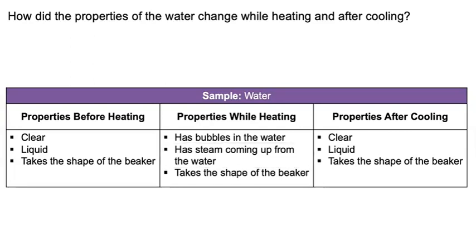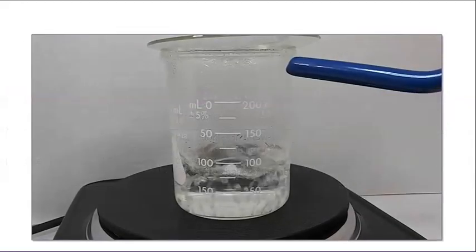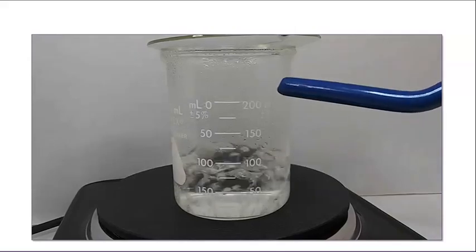After cooling, the water's properties were the same as before heating. The steam went away after cooling. Let's heat our beaker of water one more time. But this time, when the water begins to make steam, I will use tongs to hold a round piece of glass called a watch glass over the beaker. The watch glass will be dry before I start. Ready?